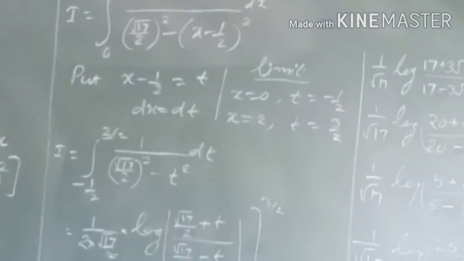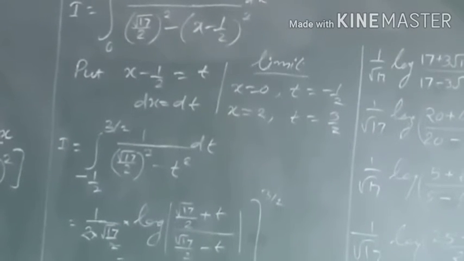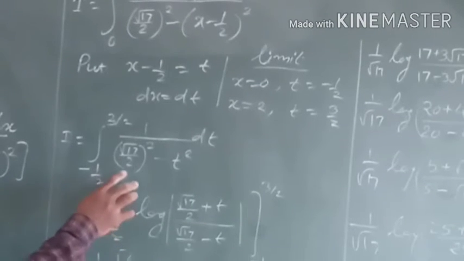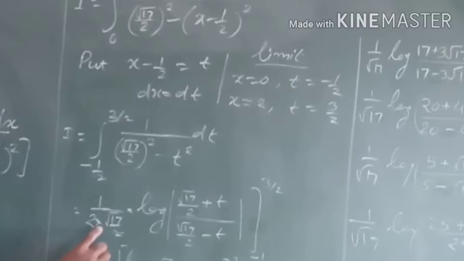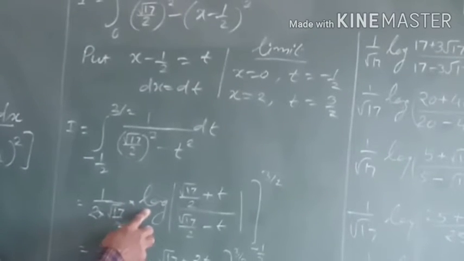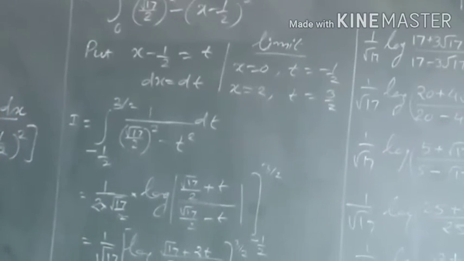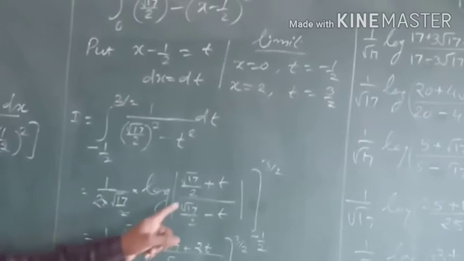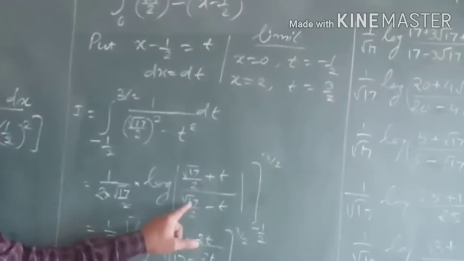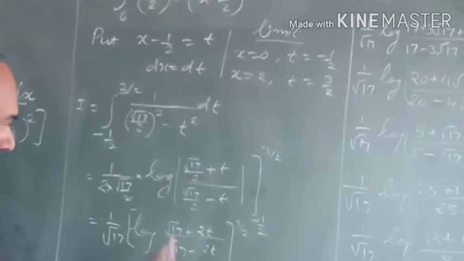So its integral is 1 upon 2a log of a plus x upon a minus x. Its integral is 1 upon 2a, it means root 17 by 2, into log of a plus t upon a minus t. This is the first formula. Here 2 is cancelled out. When we take LCM here, it will be root 17 plus 2t in the numerator, and in the denominator root 17 minus 2t, and 2 is cancelled out.